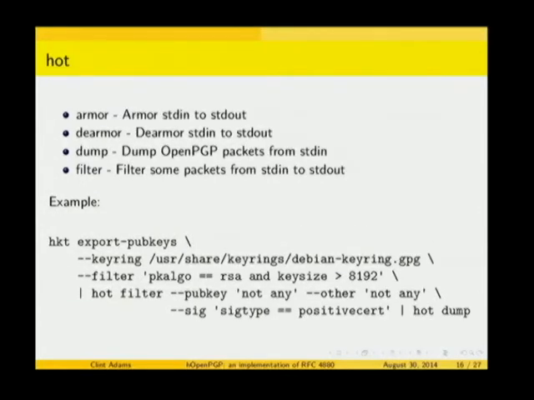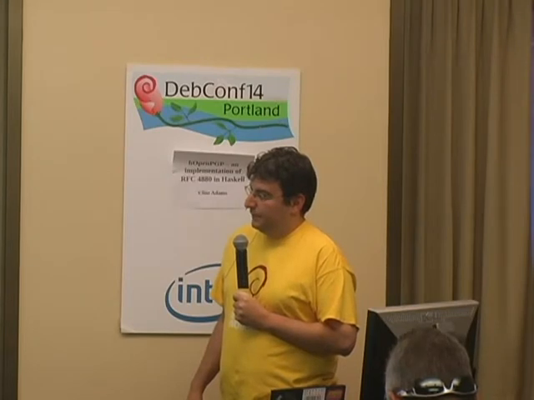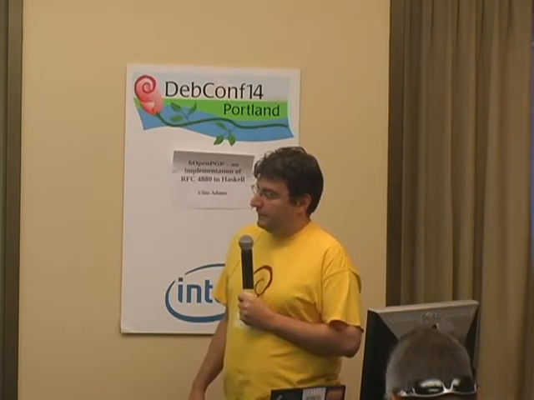Now there's HOT, which is meant to operate on either ASCII armor or individual OpenPGP packets. So there's a filtering here that operates without context. And the syntax is also suboptimal for historical reasons that should be fixed.